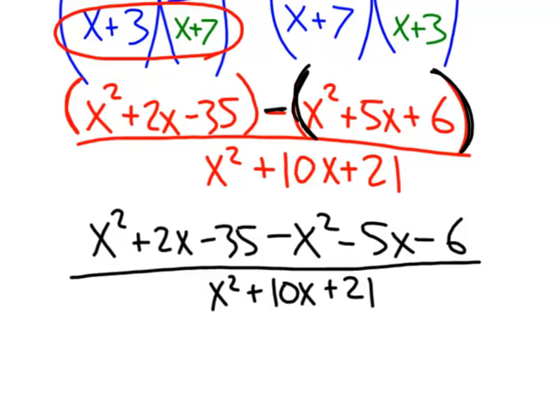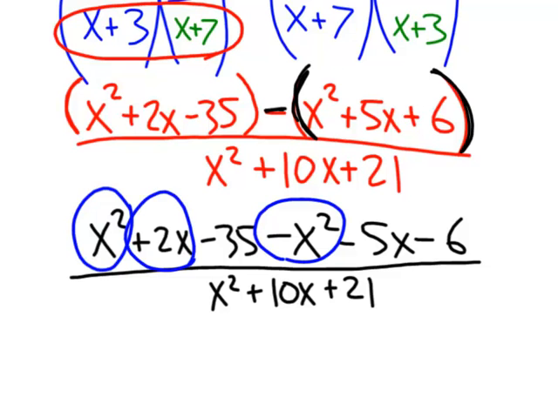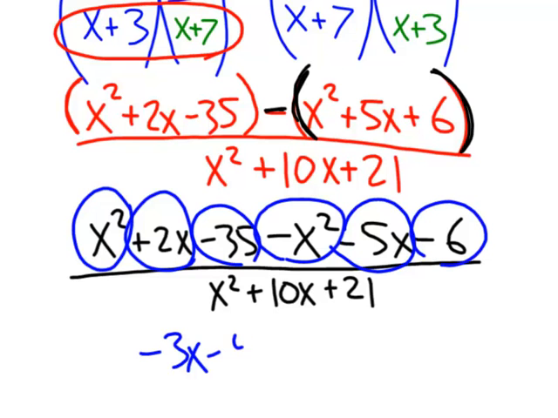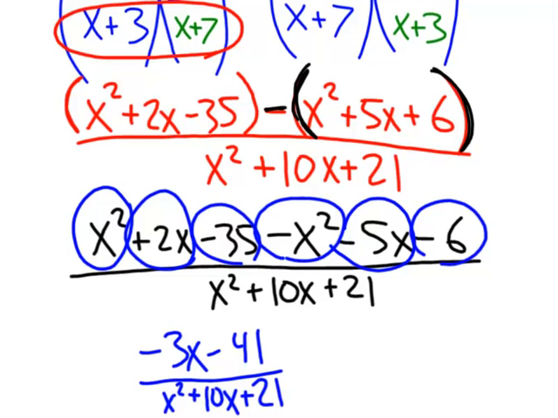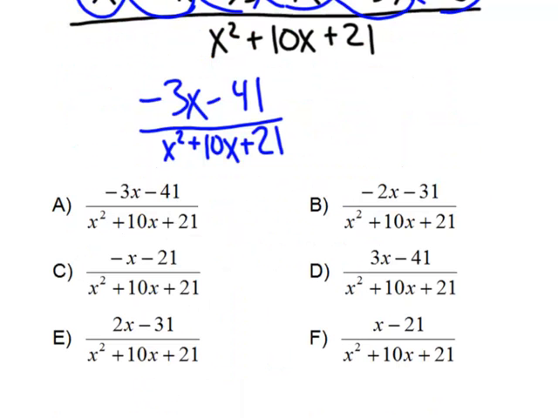Let's now combine like terms up top. An x squared and a minus x squared cancel each other out. A positive 2x and a minus 5x give us a negative 3x. Minus 35, minus 6, that's minus 41, all over that common denominator, which is just waiting down there for the numerator to sort itself out. And that's about as far as we can go. So let's compare to our answer choices. And we see, thankfully, that one of our answer choices does match up. There we have it, A.